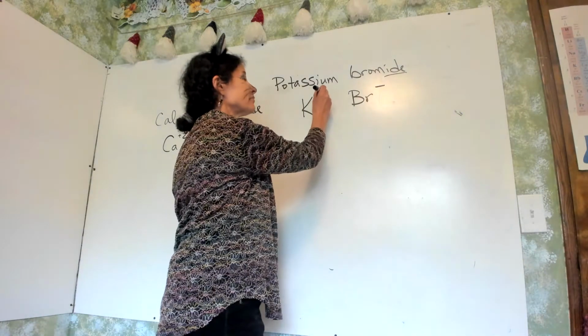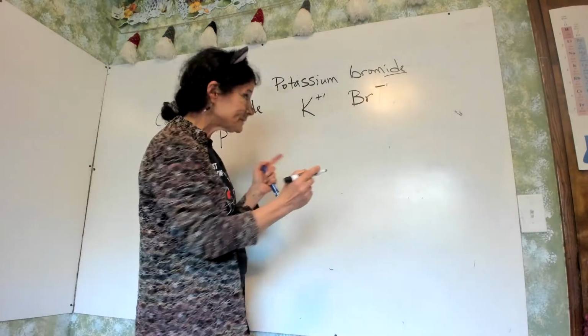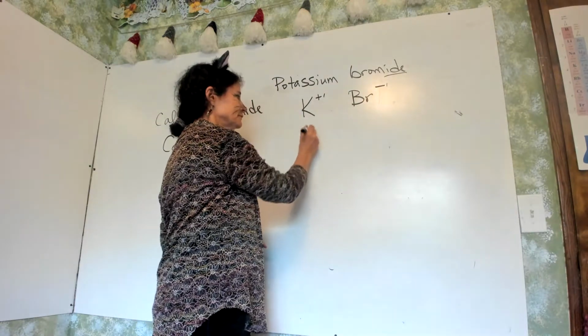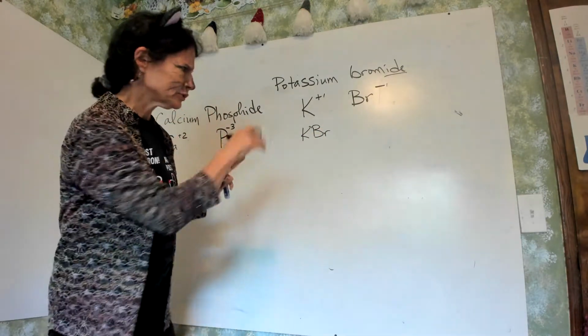All right. If you want, you can show the ones. If the charges are the same but opposite, it's just a 1-to-1 ratio. KBr. That's it. Simple. We don't show the ones.